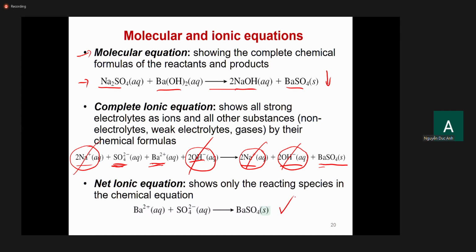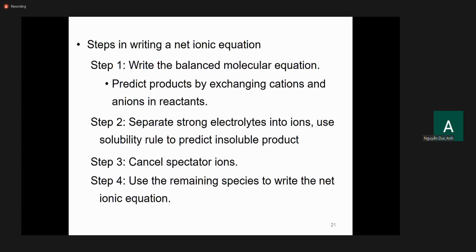Okay, net ionic equation. So normally, the two common kinds of equation you see are the molecular equation and the net ionic equation. Okay, the complete ionic equation is just for you to define the net ionic equation from the molecular equation. It's not really important. Okay, so actually you see the process of writing a net ionic equation as I wrote before. Okay, so can we skip this?